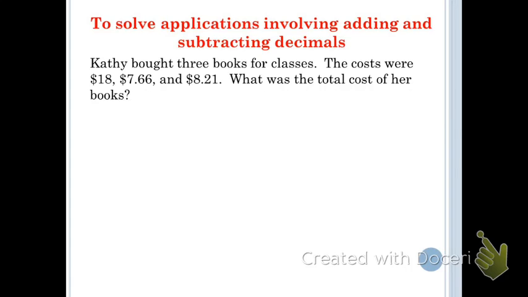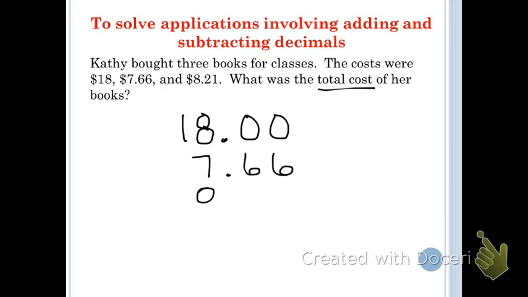Kathy bought 3 books for classes. The costs were $18, $7.66, and $8.21. What was the total cost of her books? So we'll be adding. We have 18. Notice the decimal's behind the 8, so I'm going to write that as $18 like that. $7.66 and $8.21. My decimal points are lined up.